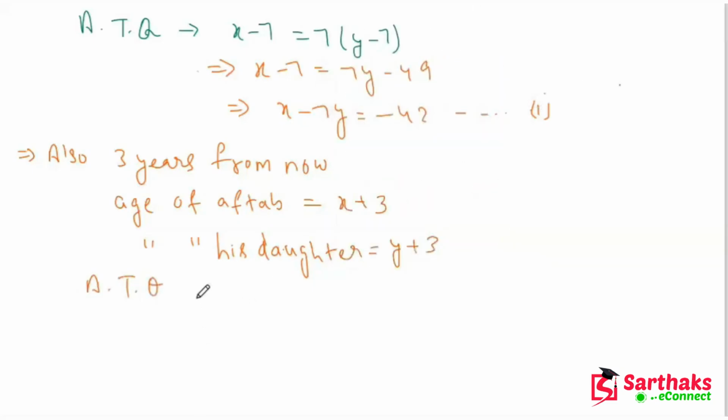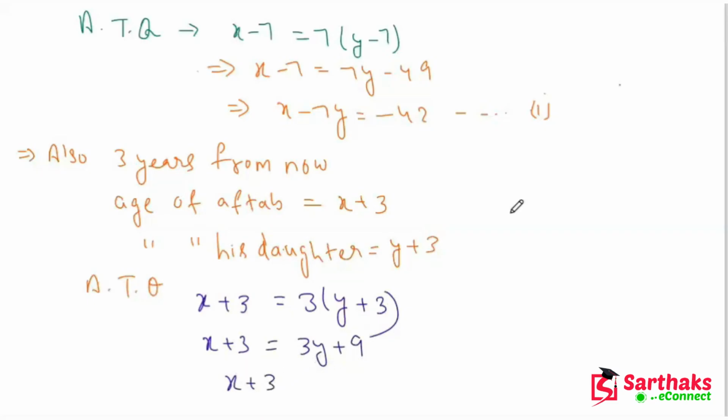According to the question, x plus 3 is equal to 3 times of y plus 3. Now it becomes x plus 3 is equal to 3y plus 9, and so x minus 3y is equal to 9 minus 3, which becomes 6. So this is our second equation.